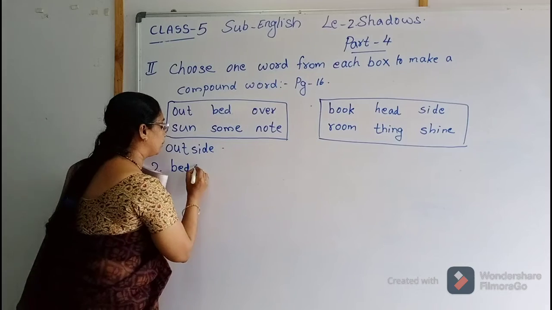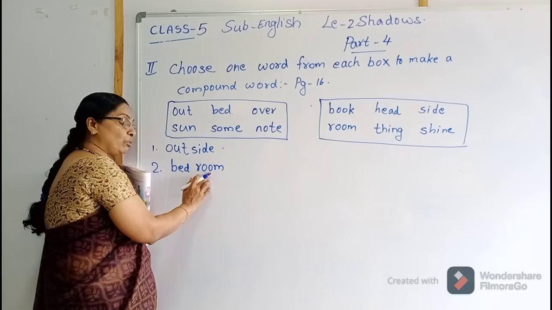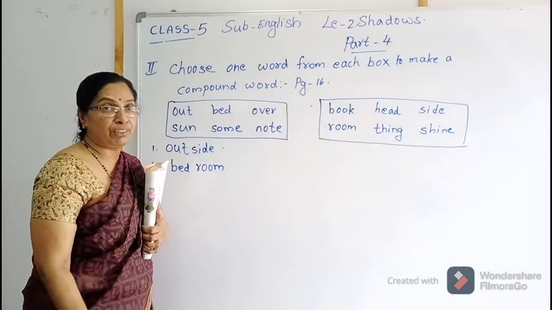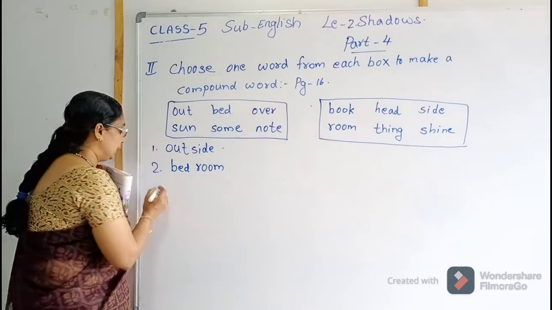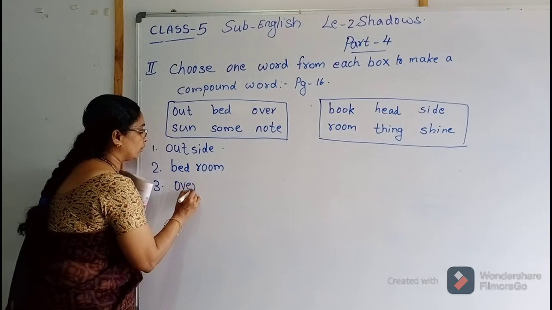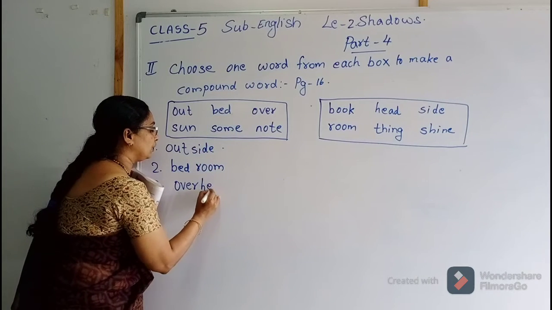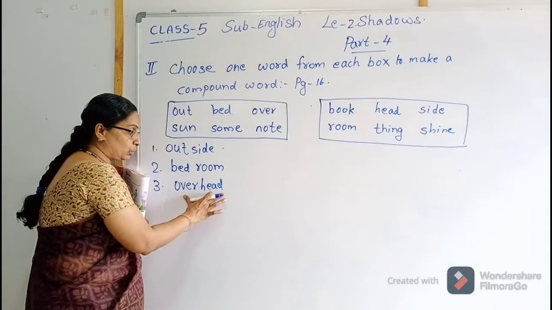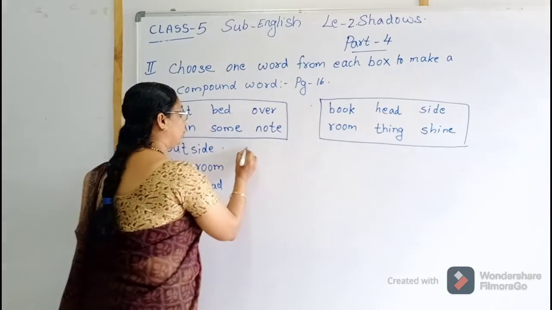From there we are taking one word, room. This is also another word, and room is also another word. But together we are getting another meaning: bedroom. Isn't it, children? That is the compound word. Then number 3. Over. From this box we are writing over. From there H-E-A-D, head. These 2 words have different meanings. Together we are getting another meaning. Isn't it? Then next, number 4.